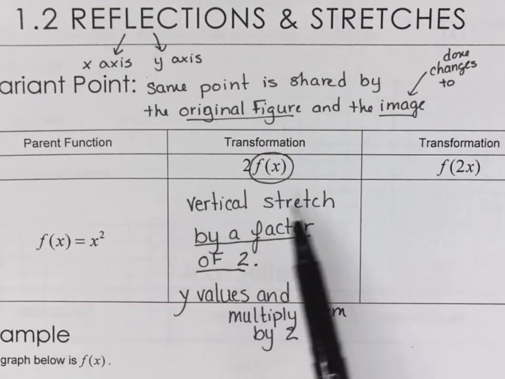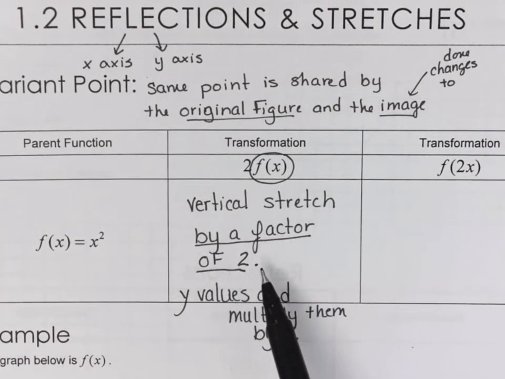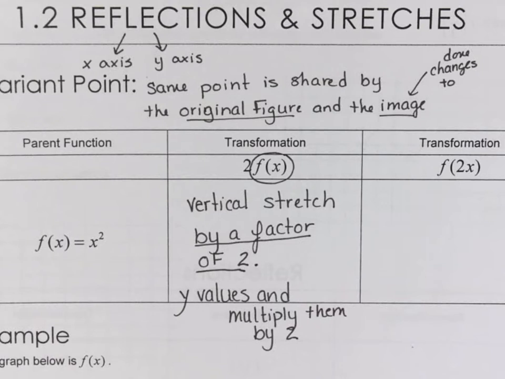And we just say a vertical stretch by a factor of 1/2. Just know that that means it's actually getting smaller. Okay? So if we have fractions there, that's going to get smaller.